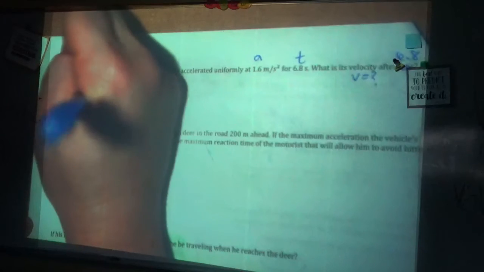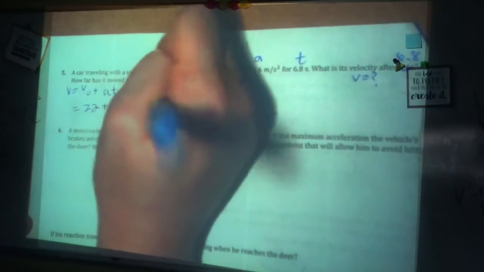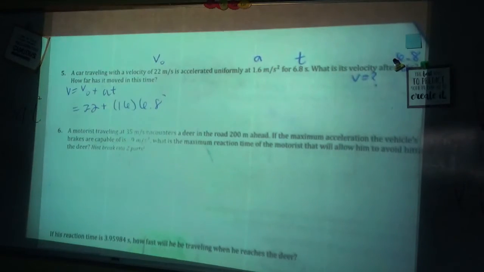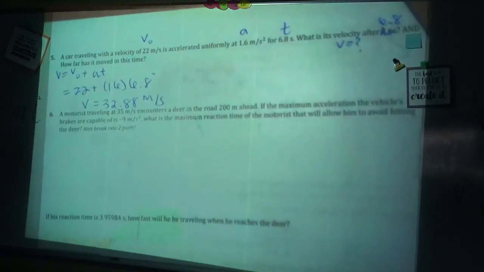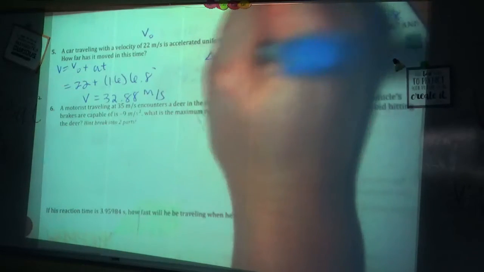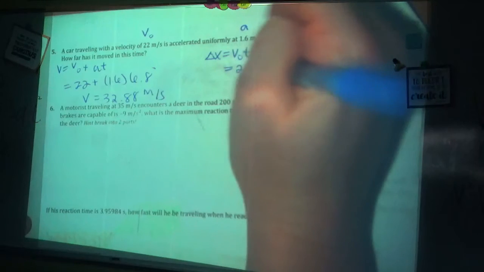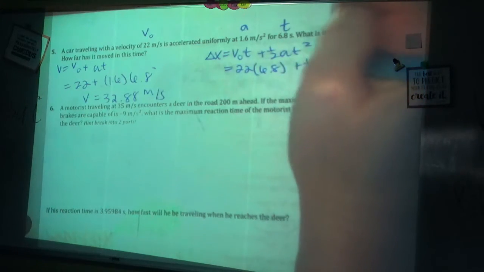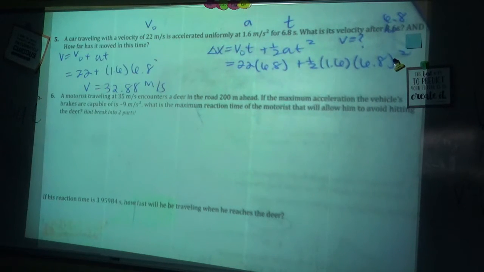So that's just v is v naught plus at. 22 plus 1.6 times 6.8. You get 32.88 is your velocity after that time. And then I also want to know how far it moved, so that's your delta x. V naught t plus 1/2 at squared. V naught was 22, time was 6.8, 1/2 acceleration of 1.6 times 6.8 squared. And plug in.